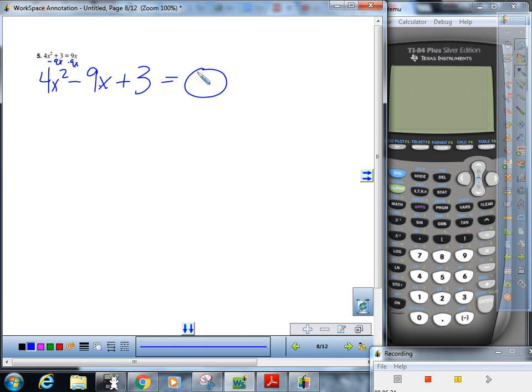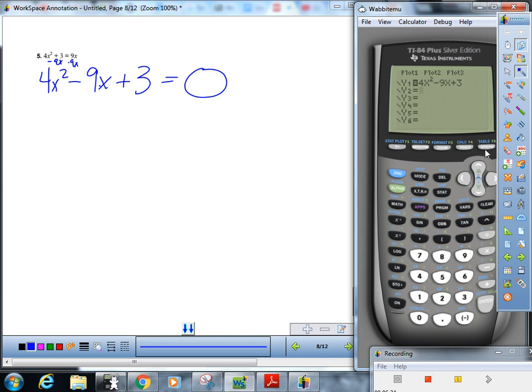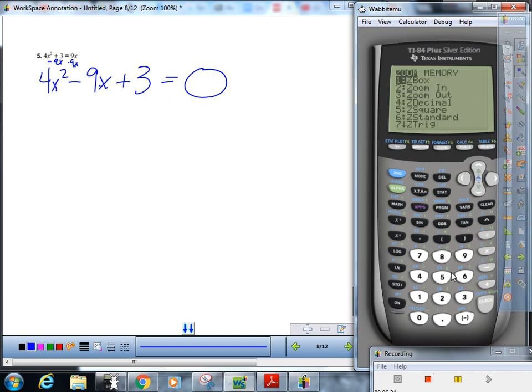Well, now that we have it set equal to 0, we can just go into our calculator, type in 4x squared minus 9x plus 3, enter, graph it. Notice we're going to have two answers, okay? Looks like one of the answers is in between 0 and 1, and the other answer is in between 1 and 2.